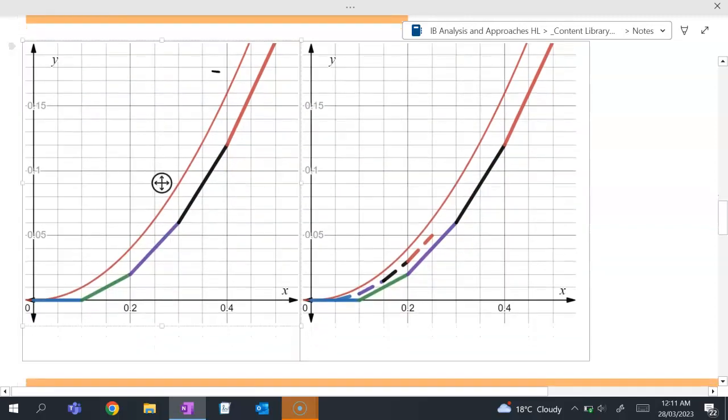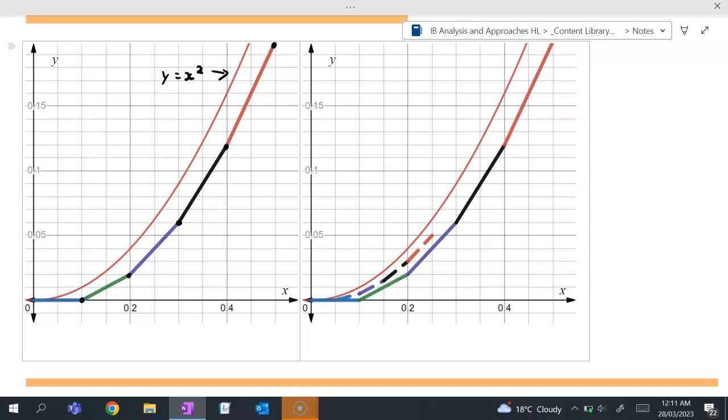So this is y equals x squared. And these are my approximations. So that's the first one, second one, third, fourth, and fifth. So yes, it's not awesome, but it's an approximation, and it's okay for an approximation.